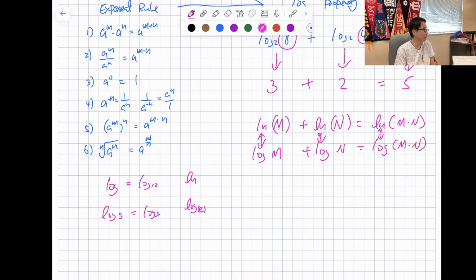It doesn't always have to be log, it can be natural log, but you cannot have one natural log and one log. They have to be the same thing. They have to have the same base as well. When you are doing this, they have to have the same base.